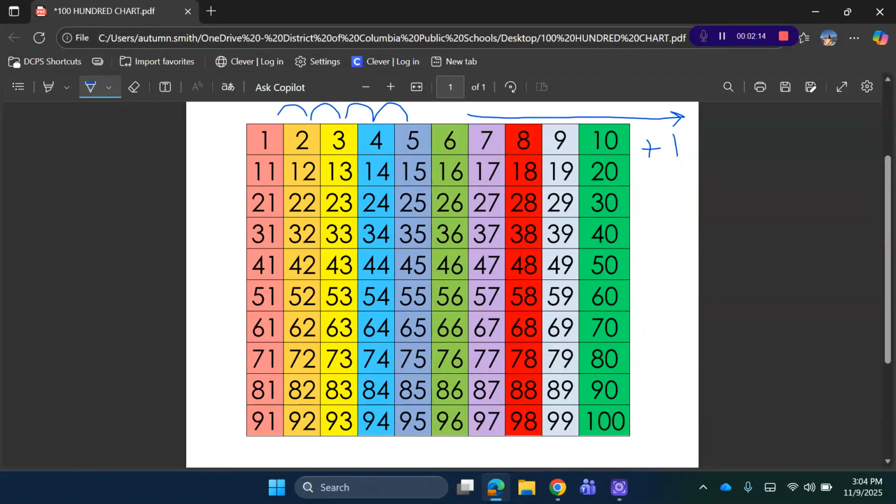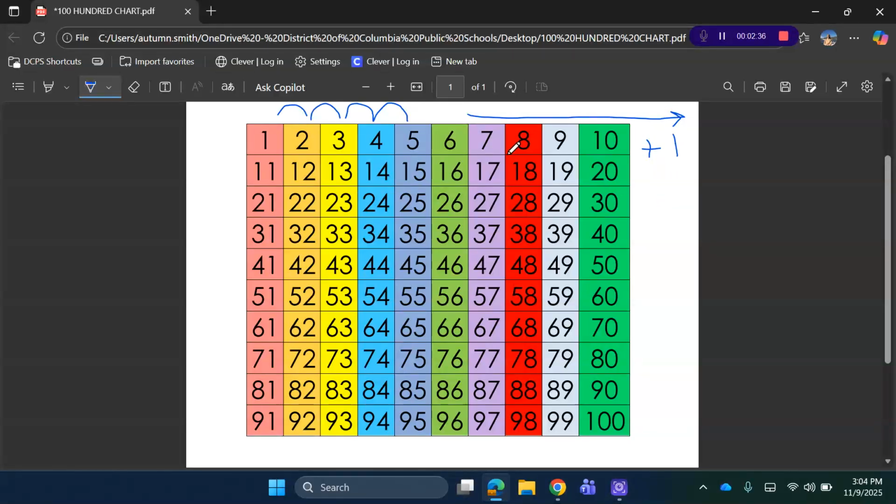Once you get to 10, you have to drop down to the next row and go back to the beginning to keep counting. You get to 11, right? And then from 11 to 12, it's plus how much? Plus 1, right? 12 to 13, plus 1. Because remember, if we're moving this way on the chart, we're adding 1.